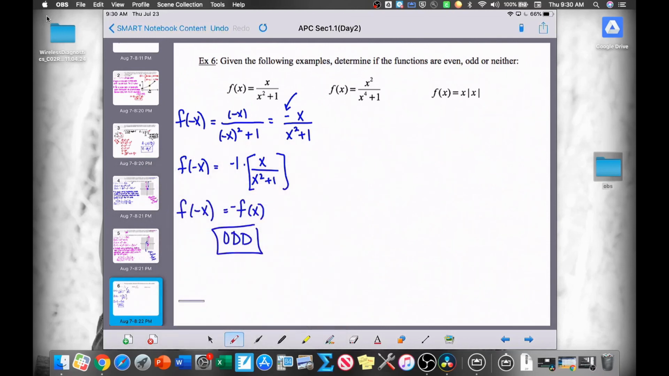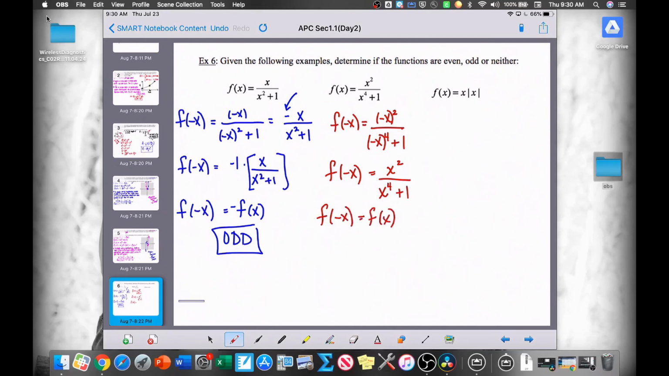All right, in the second example, when we plug in negative x in the numerator, we get negative x squared, and in the denominator, negative x to the 4th plus 1. Well, when we simplify, the numerator is just going to go back to x squared because the power was even, and the denominator is just going to go back to x to the 4th plus 1 because the power is even. So we ended up with f of negative x gave us back f of x, and so we know that this function is an even function.